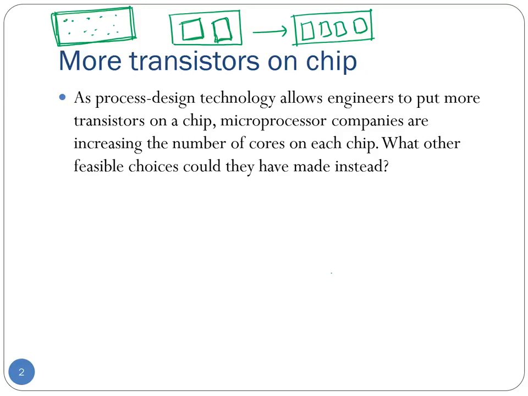Well, the other obvious thing we could have done is keep the number of cores constant. So let's say we still implemented two cores, but we could have increased the size of the cache on chip. So maybe we could have increased the size of the L1 and L2 caches, and maybe also the size of, let's say, the shared L3 cache. So this is another way of improving the functionality on the chip. So the question is why this is not done. Why did the designers choose to go with increasing the number of cores and not increasing the size of the cache?